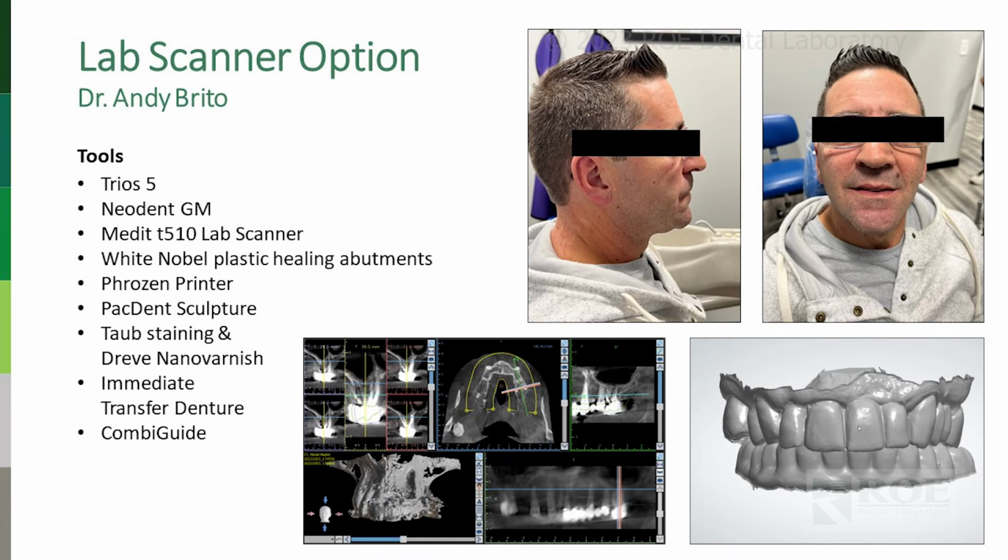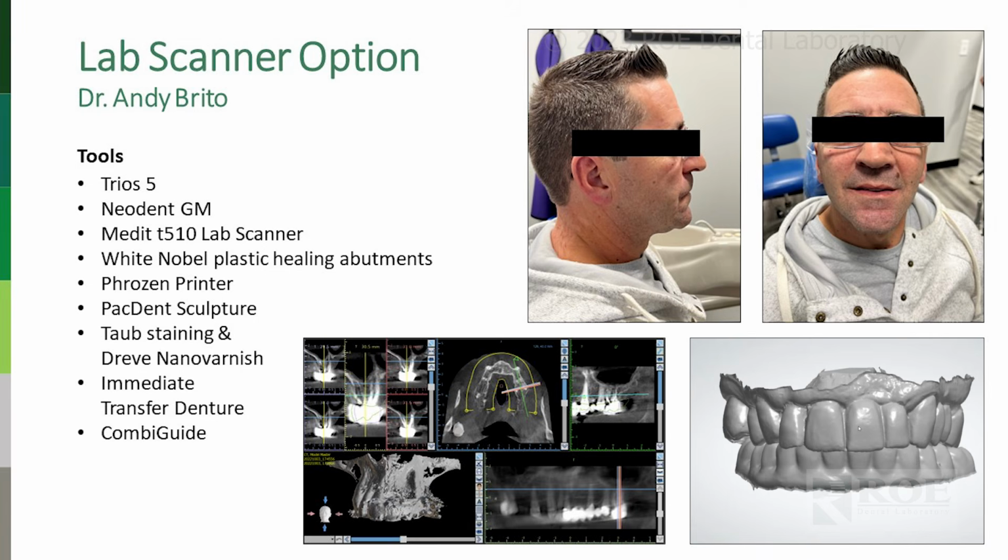real digital lab. So this is one of our good friends and doctors, he does a lot of tricky cases with us, and these are all of his tools, right? Trios, implant is GM. He's got a Medit lab scanner. He uses the white healing collars. He has a Form printer. He uses packed end sculpture, these tenting screws, as well as these. And then this particular case is a combi guide and immediate transfer. So he used all of these tools in this case, which is a lot going on.